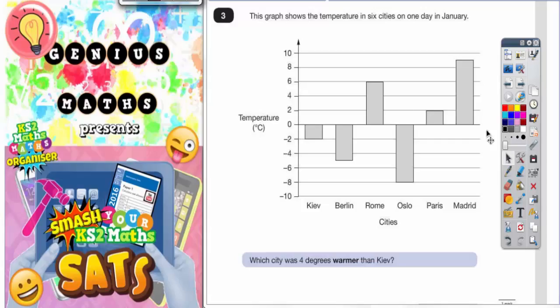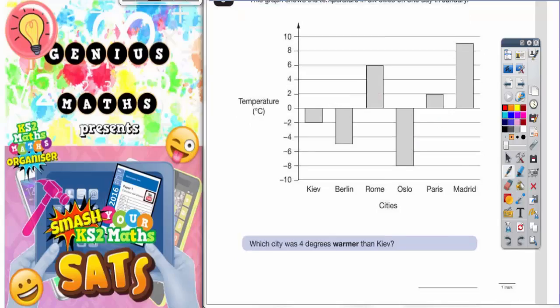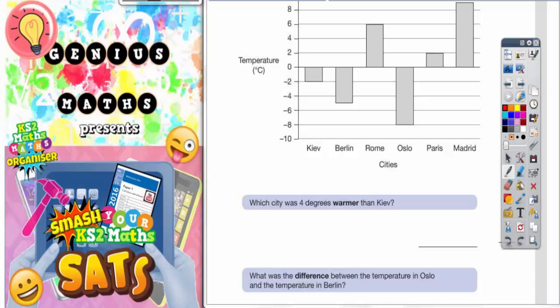Question number 3. This graph shows the temperature in 6 cities in one day in January. So we've got all of these different cities all over Europe. So we've got Kiev, Berlin, Rome, Oslo, Paris and Madrid. Which city was 4 degrees warmer than Kiev?